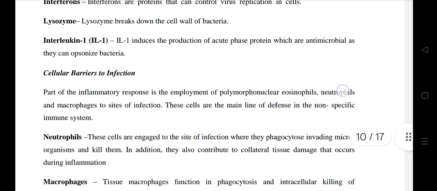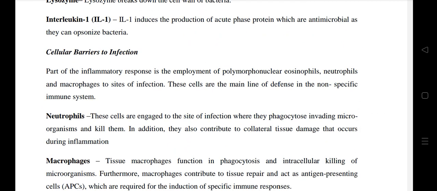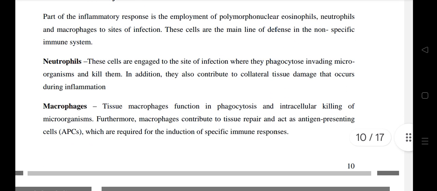Then cellular barriers to infection. Part of the inflammatory response is the recruitment of polymorphonuclear eosinophils, neutrophils, and macrophages to sites of infection. These cells are the main line of defense in the non-specific immune system. Cellular barriers to infection. The neutrophils. These cells are engaged to the site of infection where they phagocytose invading microorganisms and kill them. In addition, they also contribute to collateral tissue damage that occurs during inflammation.